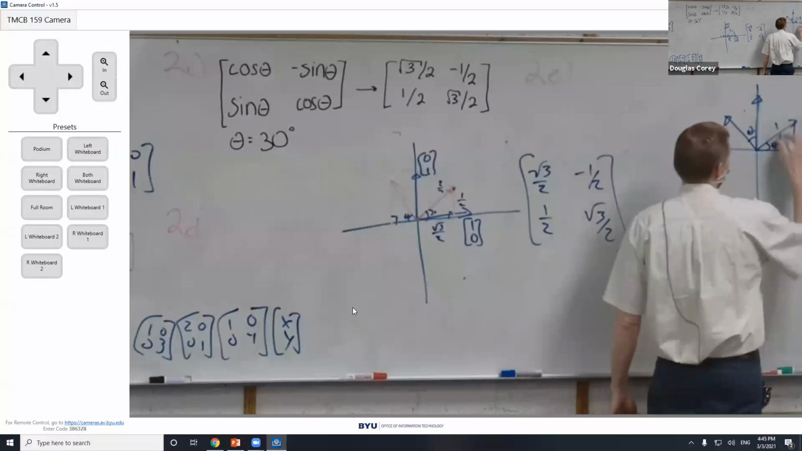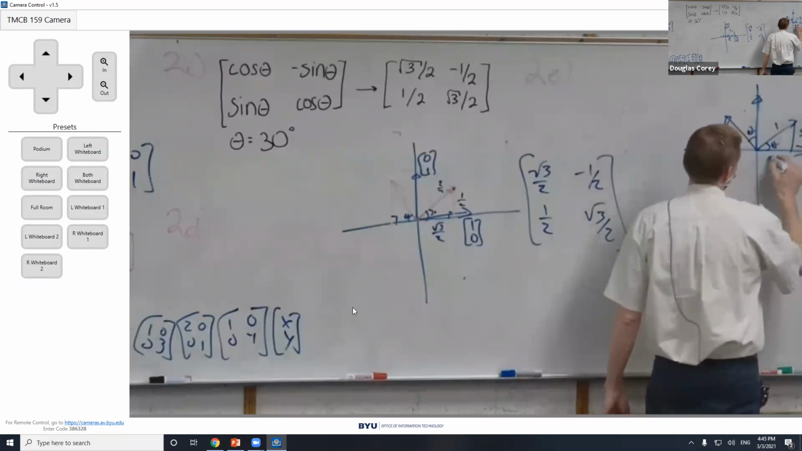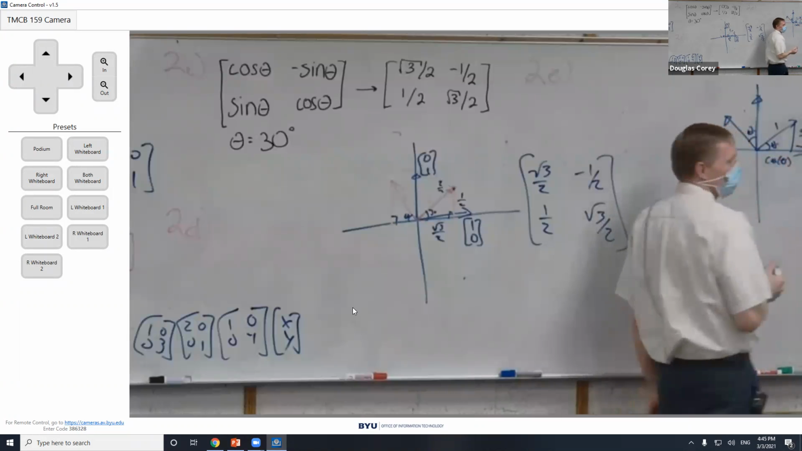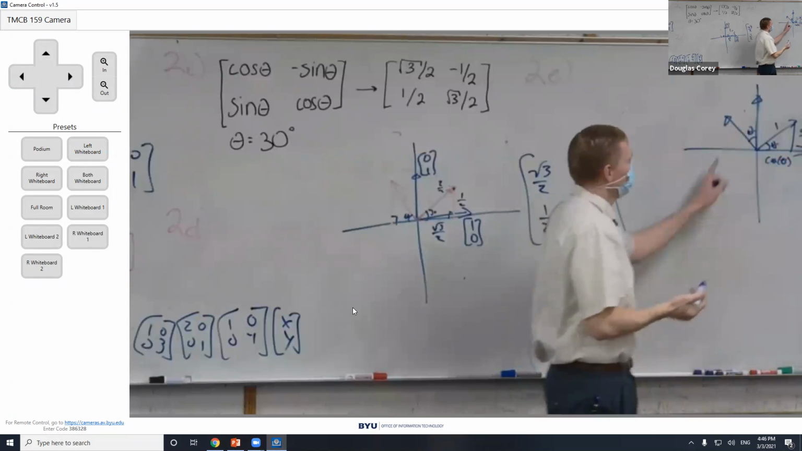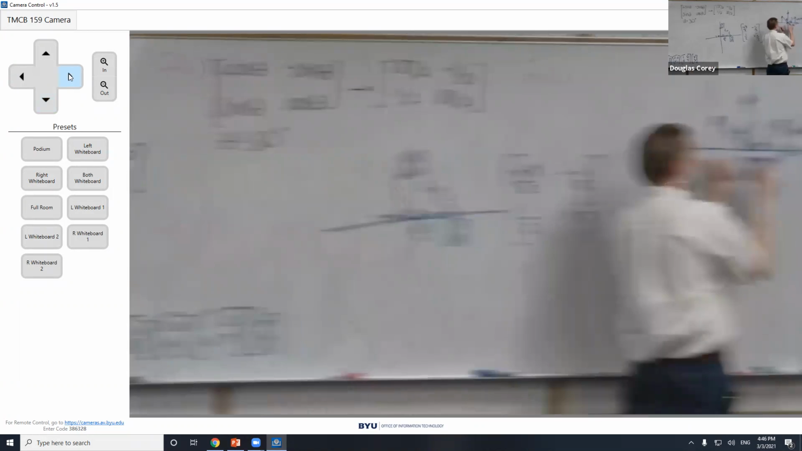And since this is 1, what is this length? That is sine of theta. What is this length? It is cosine of theta, right? Think back to the unit circle. And what about this length? Well, we're going in the negative direction.